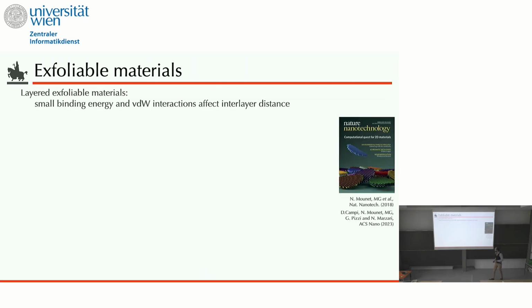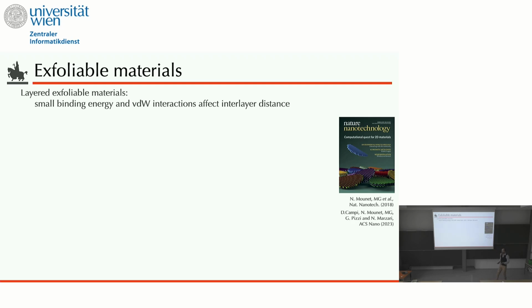Now, I said we want to compute binding energies, but what to do with that? So we want to find among these materials the ones that are exfoliable. So exfoliable means that the binding energy should be sufficiently small to exfoliate. And van der Waals materials should be materials where van der Waals interaction is really what is keeping the structure together. So this is what we are looking for.